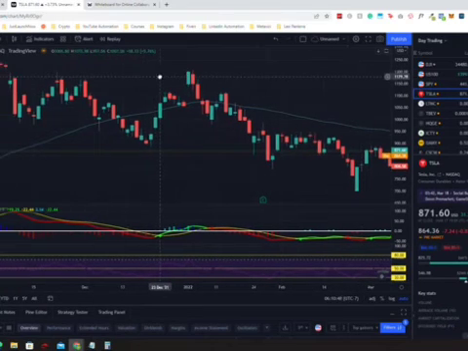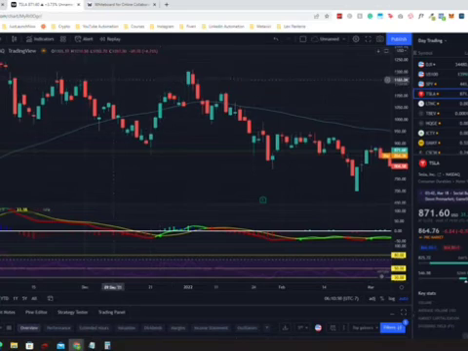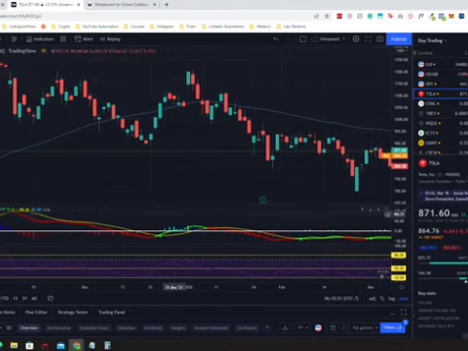So this is good if you're day trading. This doesn't really matter if you're doing long-term trading where you're buying and holding the stock or the crypto. This is only for day trading. So if you did make a day trade, you would have made good money here.